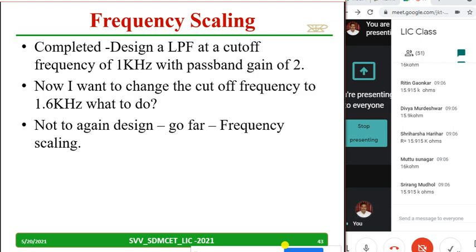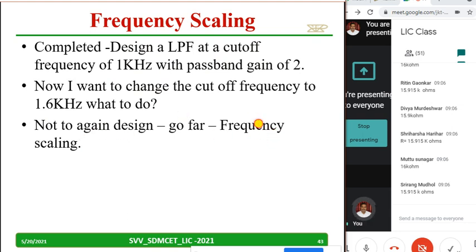Now, frequency scaling means what? See, just now you have completed. Hope it is visible to you people. Design a low pass filter at a cutoff frequency 1 kHz. Just now you did it. Passband gain you have taken as 2. Now, I want to make it 1.6 kHz. What to do? Instead of following the same procedure once again, we can go for frequency scaling. Because all are the same, only the frequency is changed. Not to go again for a design, simply go for frequency scaling.